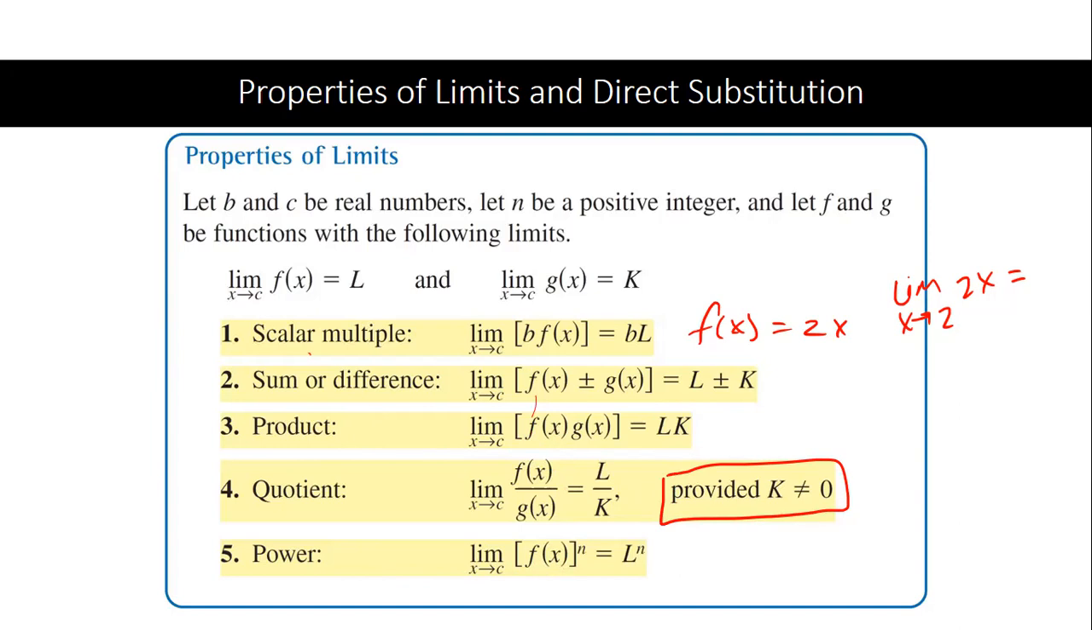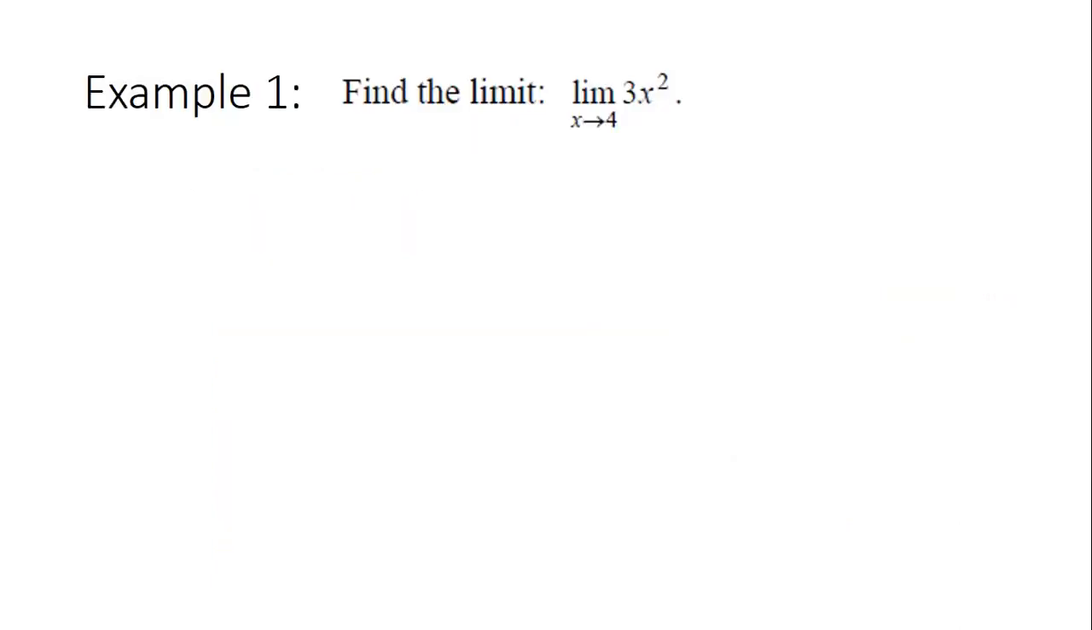Okay, all right. So let's do an example. Here we have. So if we have the limit as x goes to 4 of 3x squared, what would that be? Is it not on your notes? It's at the bottom. Okay. I was like, did I skip it? What would it be?